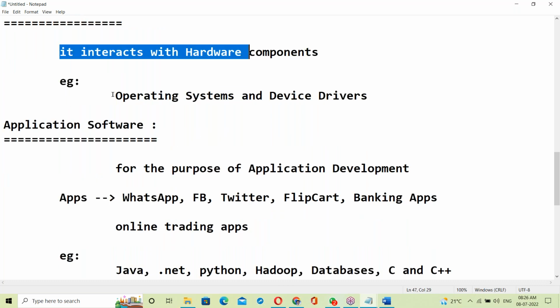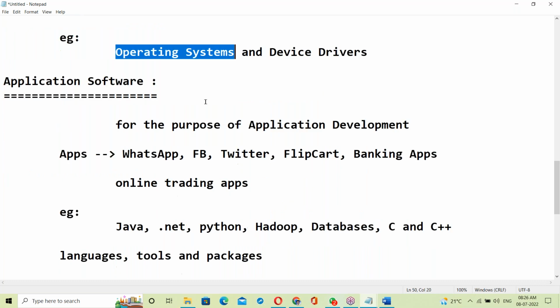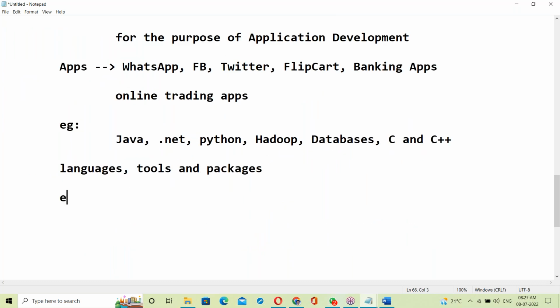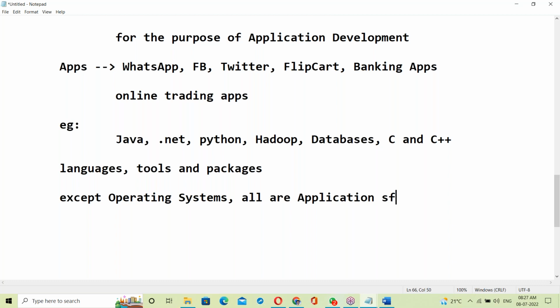So except the OS, all are application softwares. Except operating systems, all are application softwares. That's clear.